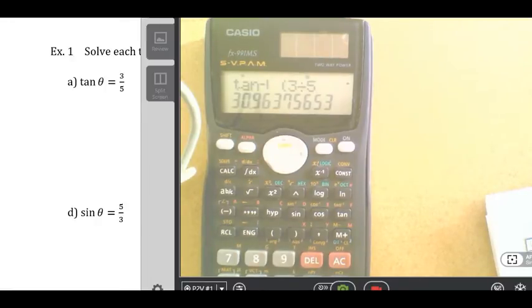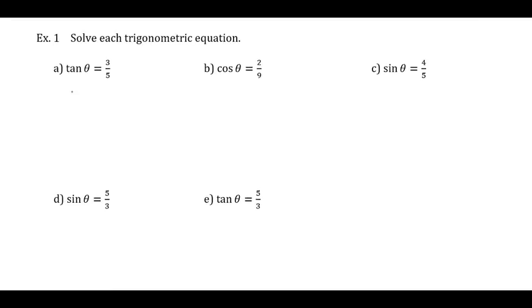How many people got 31 degrees? As a standard, we round to the nearest degree. Often questions will tell you, but even if it didn't, on the test you'll notice it says round all side lengths to 1 decimal place, round to the nearest degree unless otherwise instructed. That's a standard: round to the nearest degree.